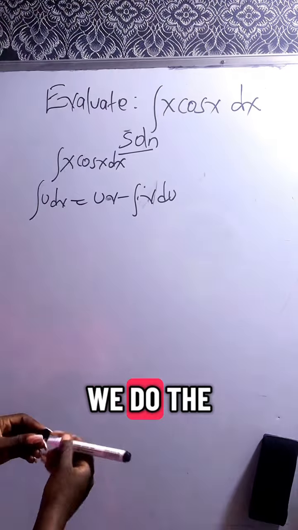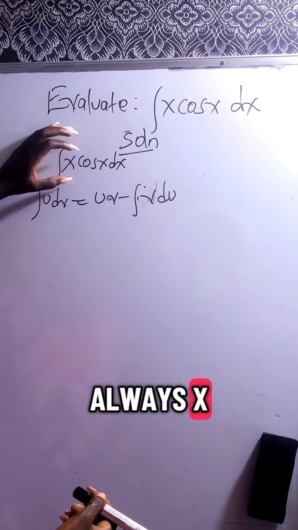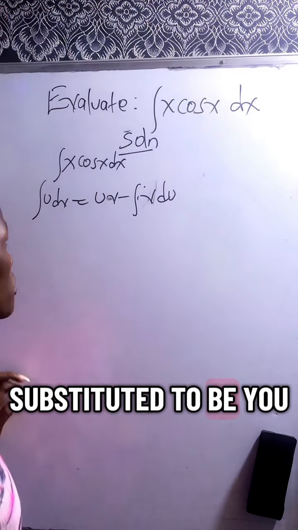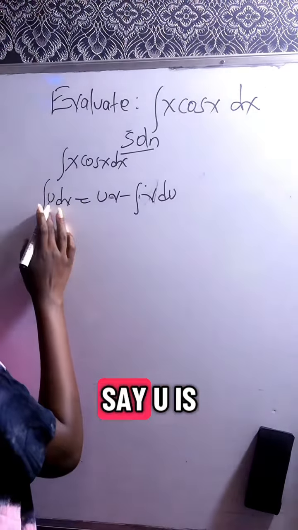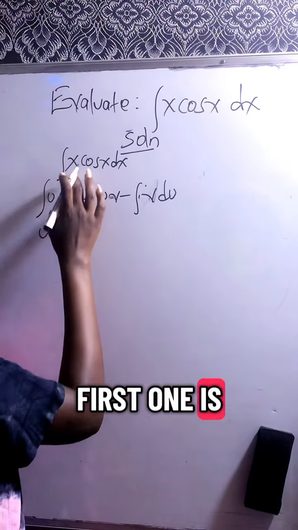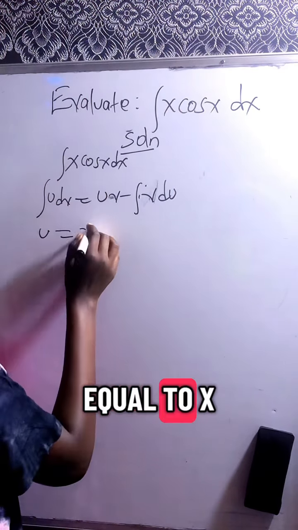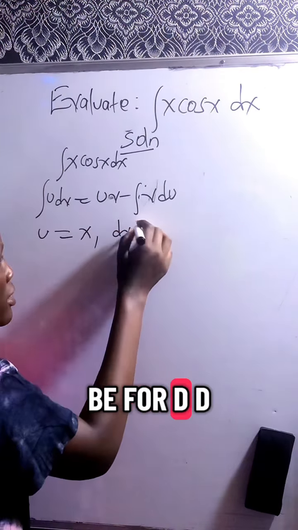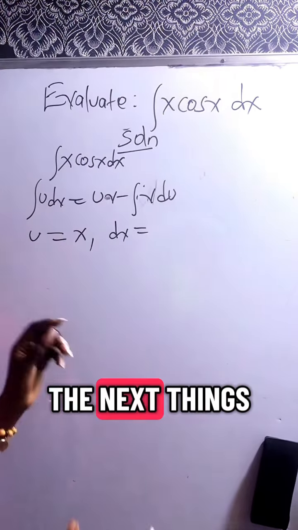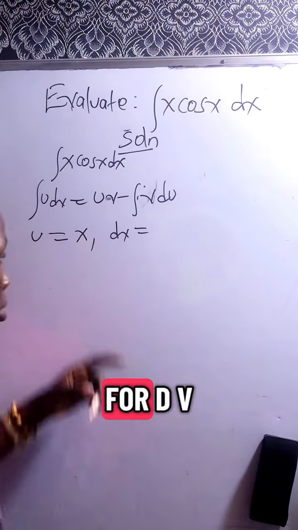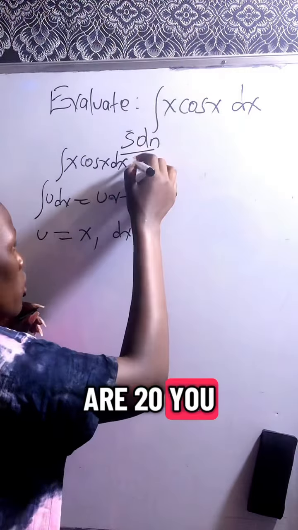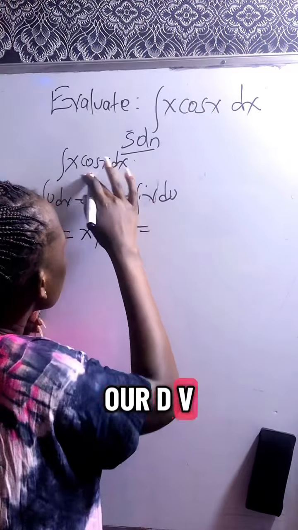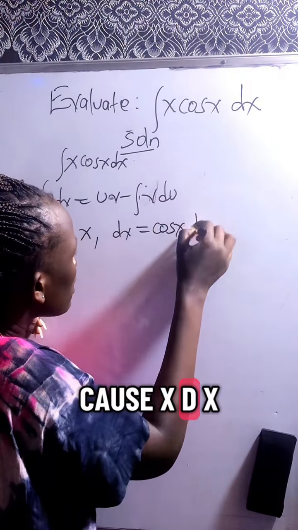Then what do we do? The first one is always x, and x is always substituted to be u. So in this case we can say u is equal to x. The remaining one will be for dv. After putting x, the next things will all be for dv. Even if there are 20, you say dv is equal to, and for this case our dv is equal to cos x dx.